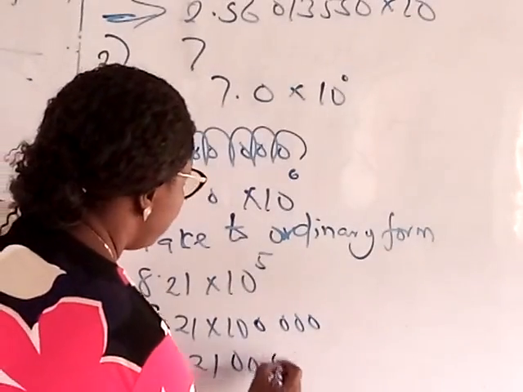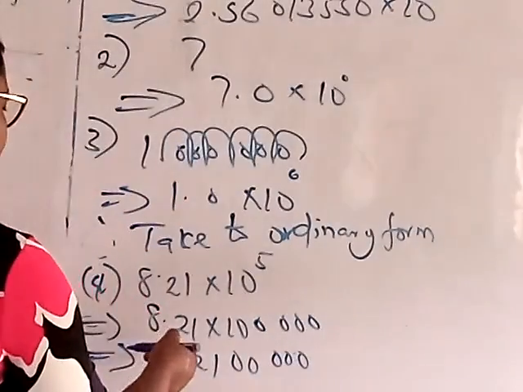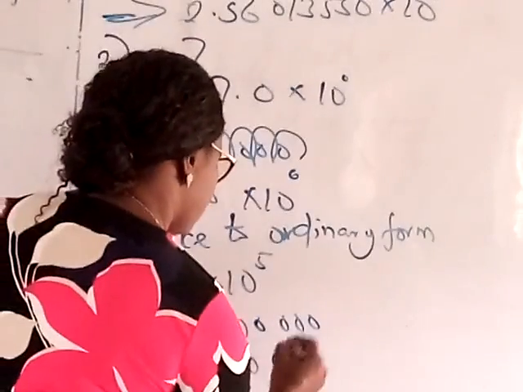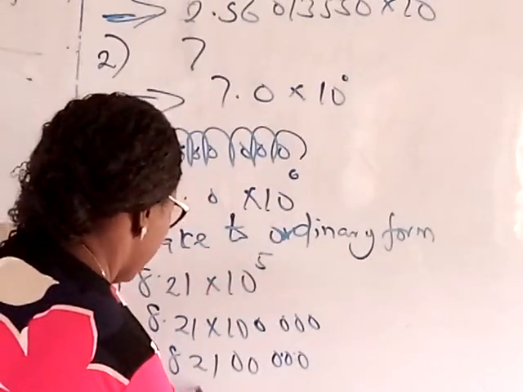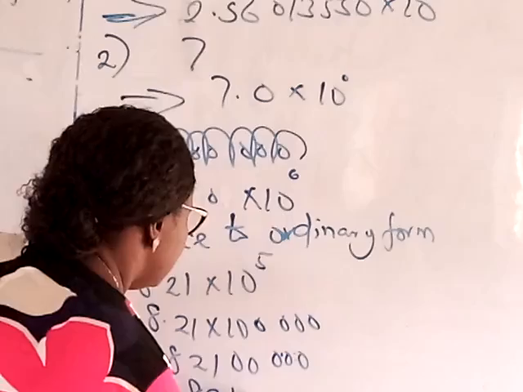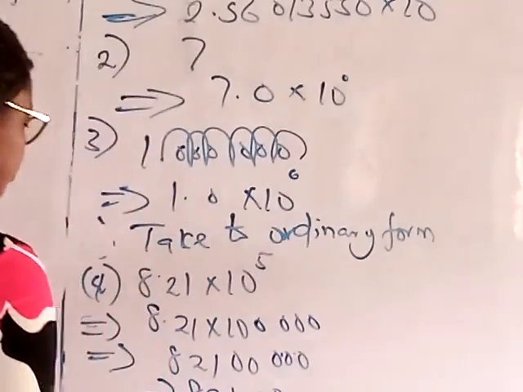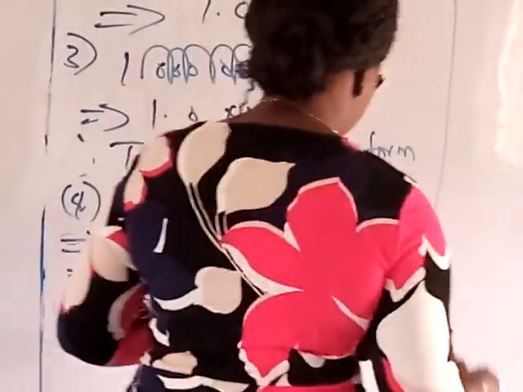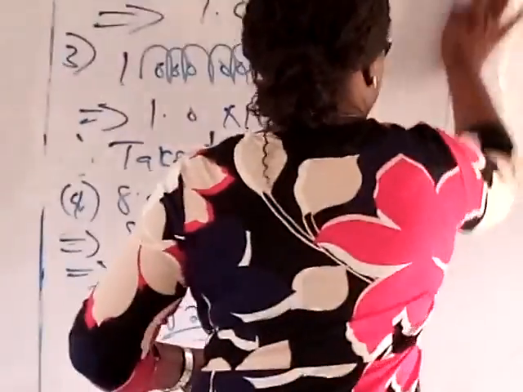The 5 zeros, then we put the decimal point 2 figures at the back, which cuts off 2 of the zeros. So eventually we are left with 8, 2, 1, 0, 0, 0. And that is the number in ordinary form. And then the last question we have for the assignment is number 5. 7.6 times 10 raised to power minus 2.